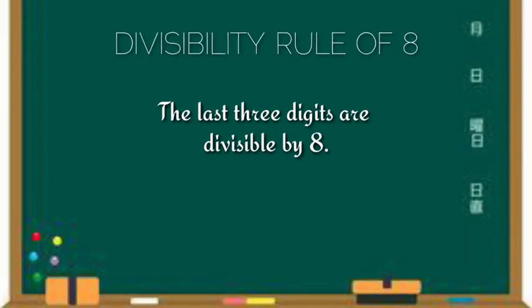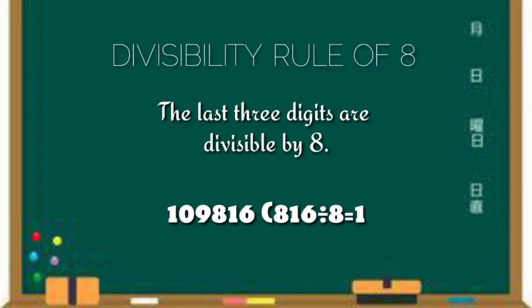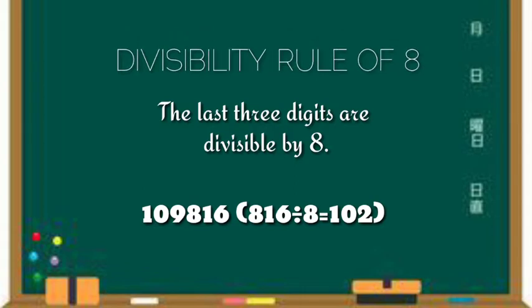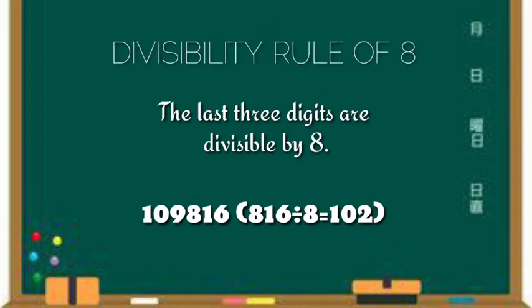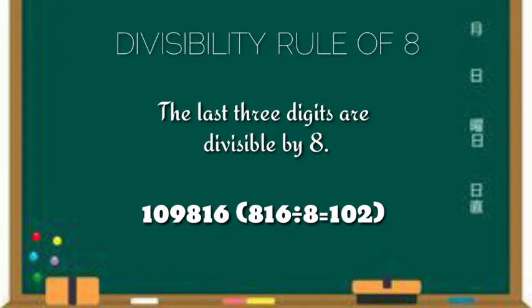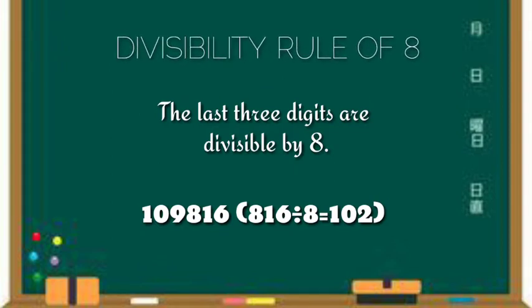Divisibility rule of 8: the last three digits are divisible by 8. For example, 109,816. The last three digits are 816, so 816 divided by 8 is equal to 102. So 109,816 is divisible by 8.